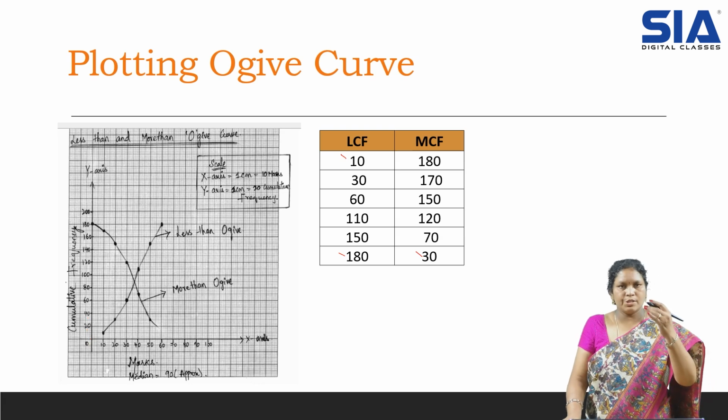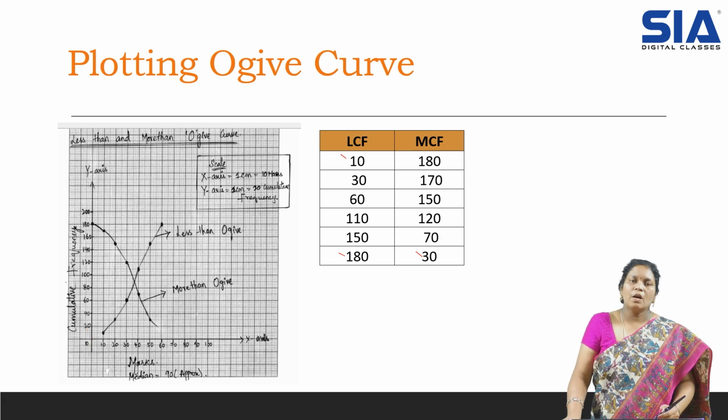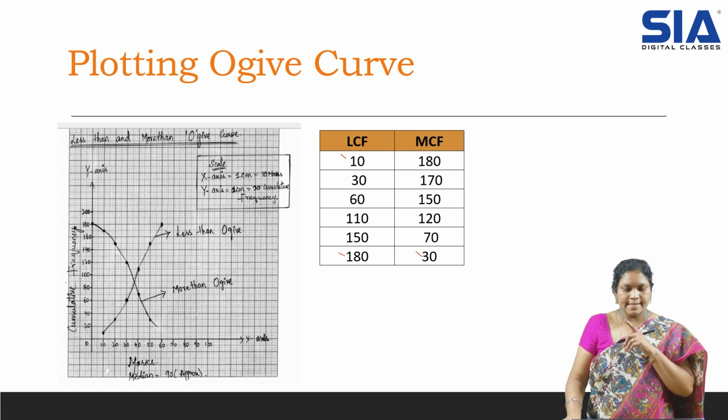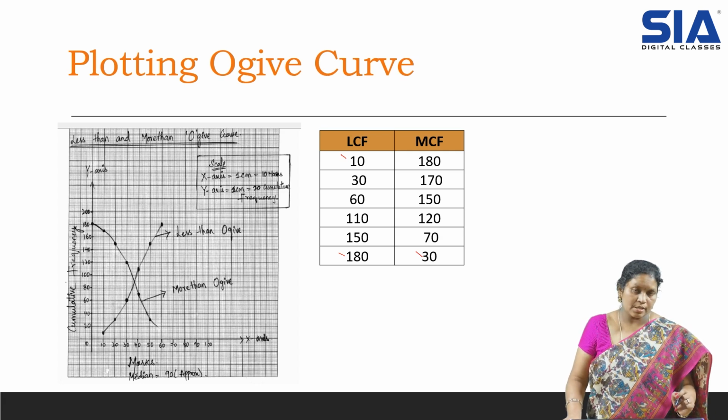So equal intervals you need to consider. That is the rule we need to follow to plot the graph. Y-axis is done. So all the values will fall in this particular range only. So y-axis is clear. Then let us go for x-axis.